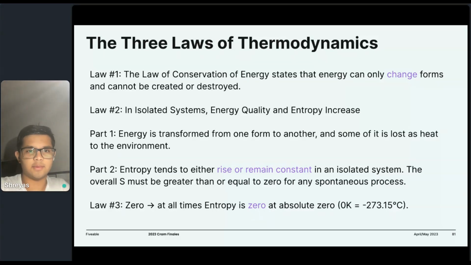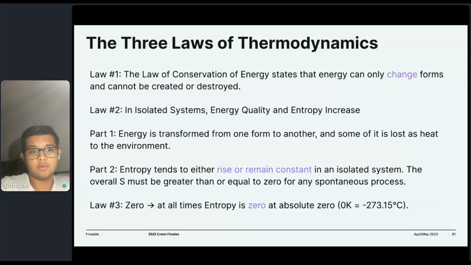Hi guys, sorry about that. So there are 3 laws of thermodynamics. The first law of thermodynamics is called the law of conservation of energy, and that law says that energy can only change forms and cannot be created or destroyed. This is a pretty famous law, and I know a lot of people know this from some other science classes too. So basically, the first law is that energy can only change forms; it cannot be created or destroyed.